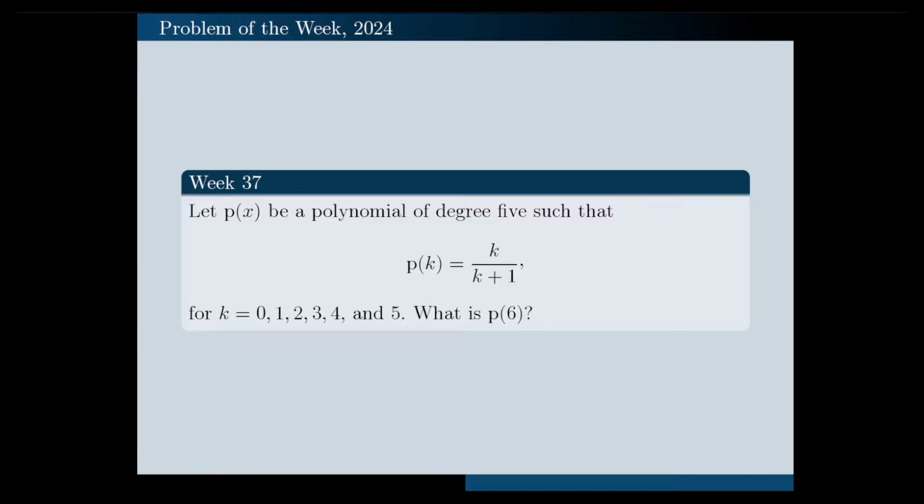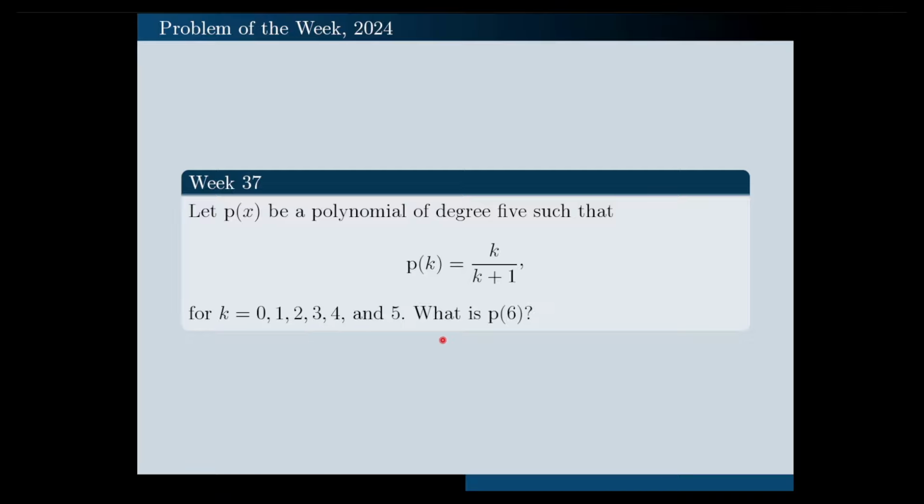Hello, in this video I'm going to solve the following problem for you. Let p of x be a polynomial of degree 5 such that p of k equals k over k plus 1 for k equals 0, 1, 2, 3, 4, and 5. What is p of 6?